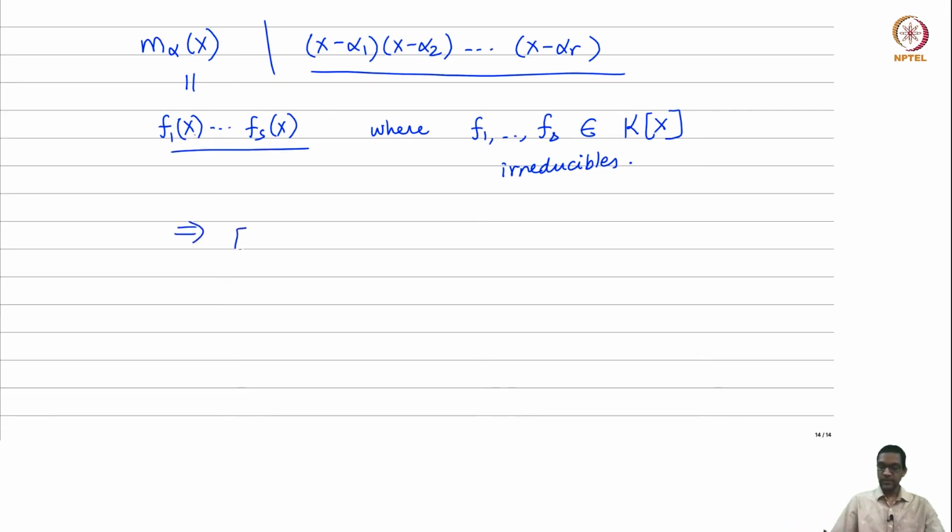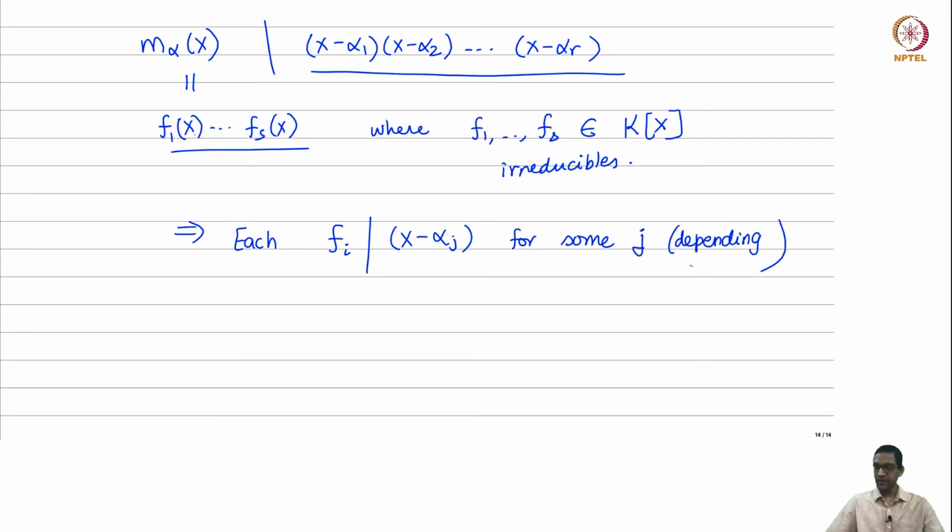This means that each fi, so look at any given fi, divides the product of the (x minus alpha j)'s. That means it must divide at least one of those factors, right? So each fi has to divide at least one of the x minus alpha j for some j, depending on i, of course. So each fi will potentially divide a different x minus alpha j depending on i. So what does this mean?